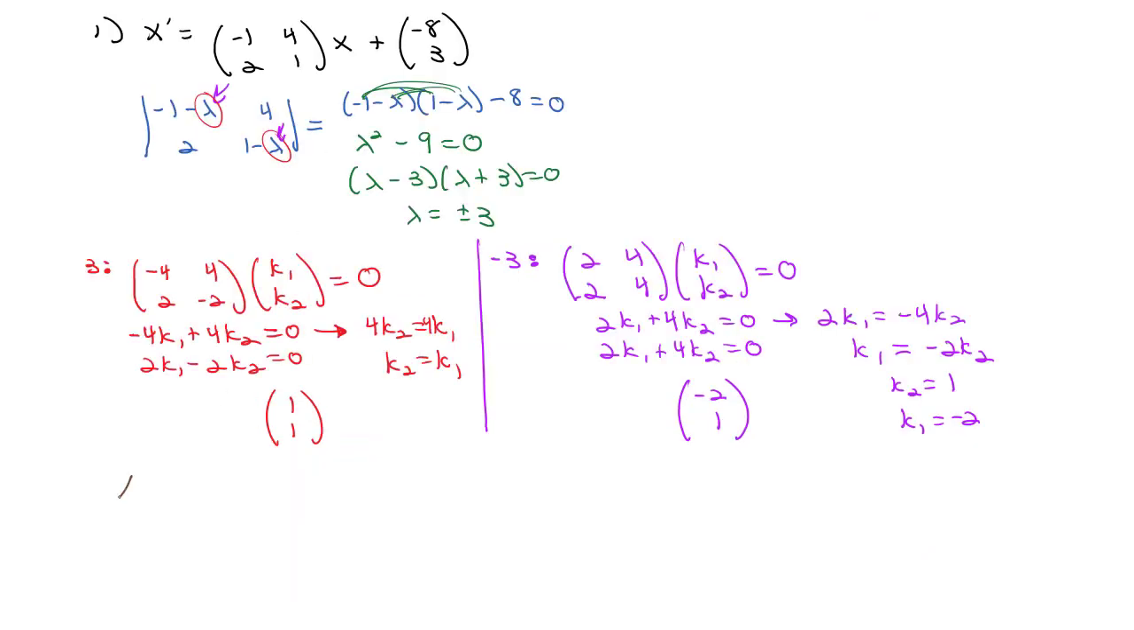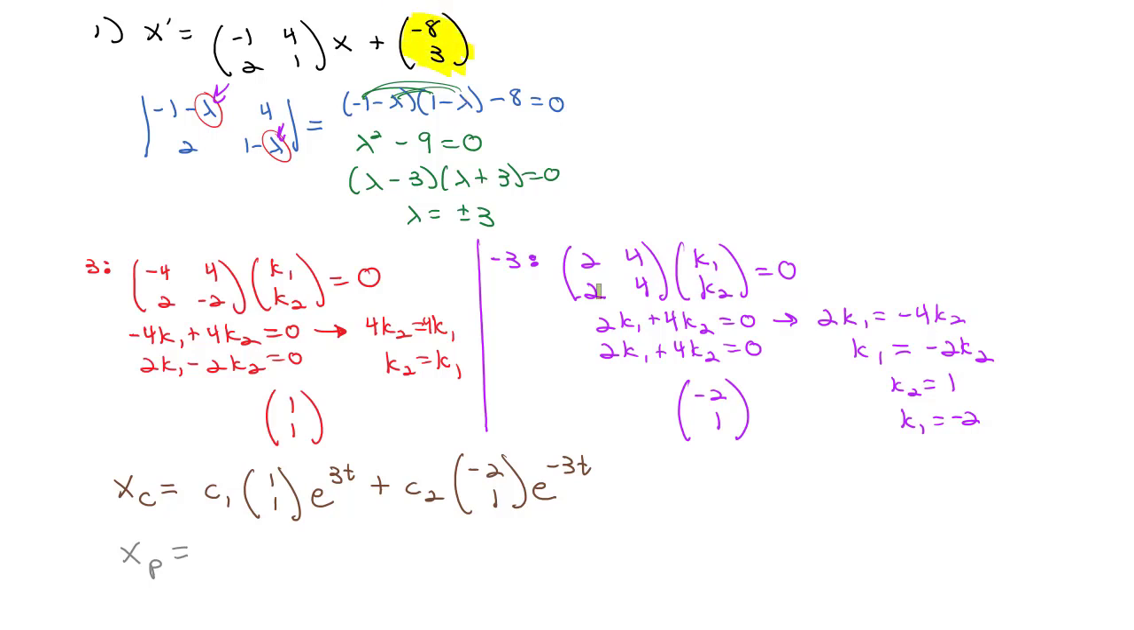Which means when we put it all together, we end up with our x complement is equal to c1 times the eigenvector 1, 1 times e to the 3t, our eigenvalue, plus c2 times the eigenvector -2, 1, e to the -3t. And then we just need to guess the form of x particular so that we can plug it into our equation and solve for the coefficients of x particular.